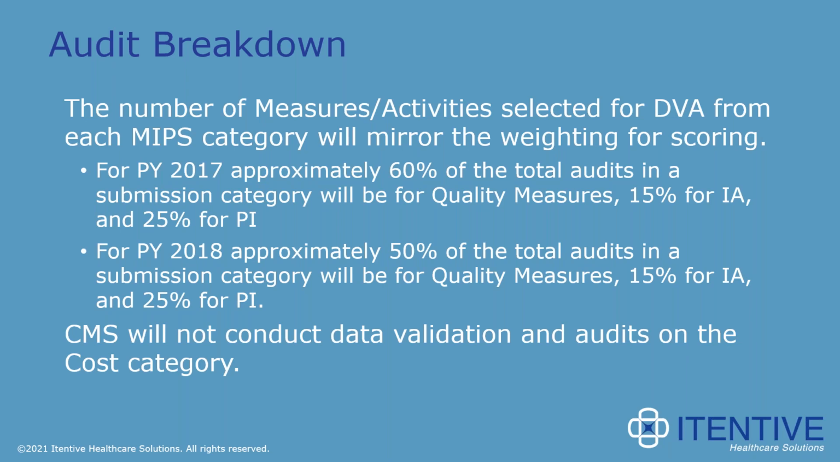Same thing with performance year 2018. You can see, and I'm sure we remember, the weights changed a little bit. Cost had increased and quality went down by 10%. So we can see same thing for audits, only 50% of the audits will be for quality instead of 60%.